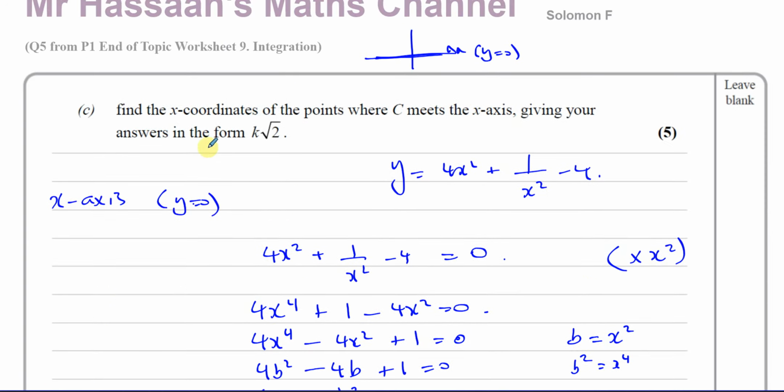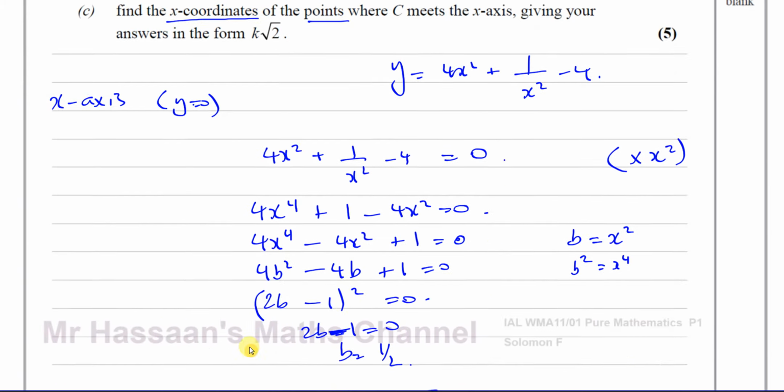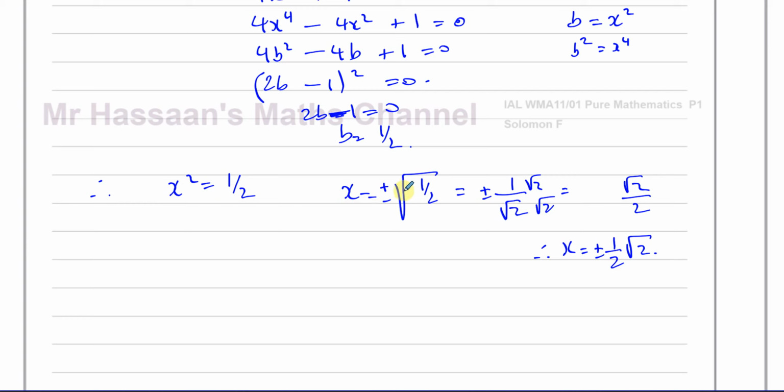So that's why it says you've got to be careful here. That's an important thing to realize. It says find the x coordinates of the points. So that's a little clue. There's more than one solution. So if you do forget that, which is quite common, then you should realize it says points. So when you've got x squared equals a half, and you are putting the square root sign there yourself, it's not there in the beginning.